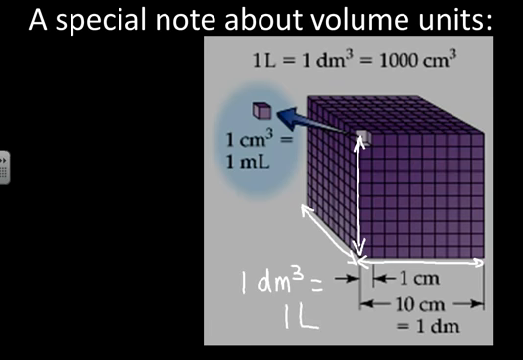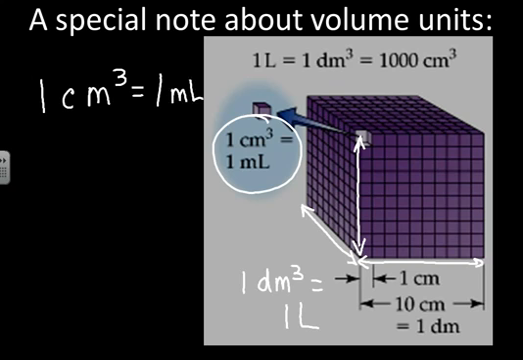But what's going to be the most useful to you is this information right here. 1 cubic centimeter is equivalent to 1 milliliter. This will be important, and we will use this a number of times.